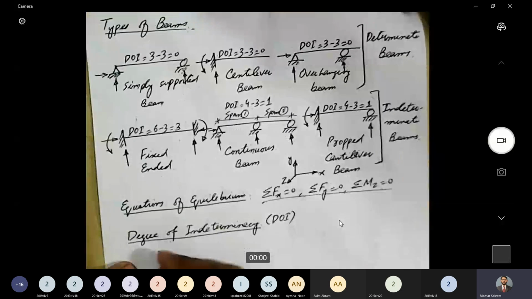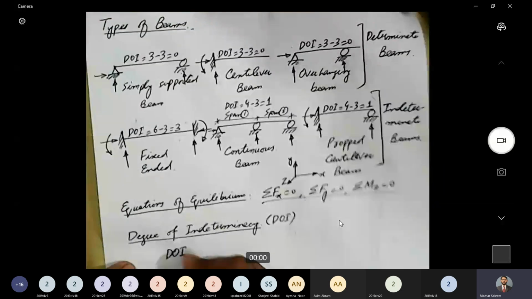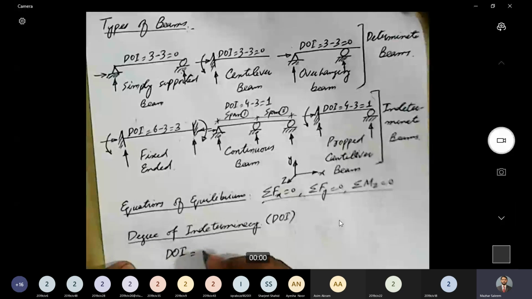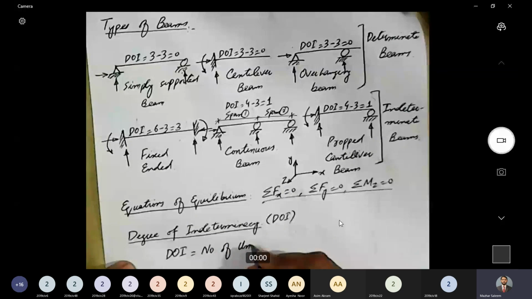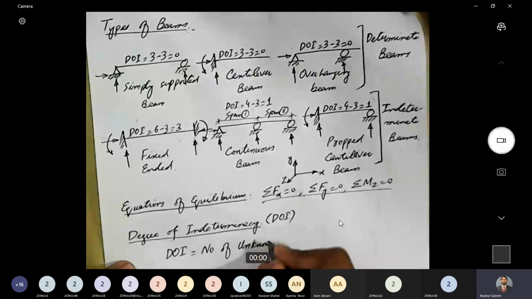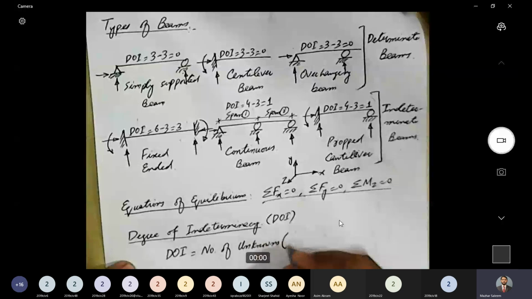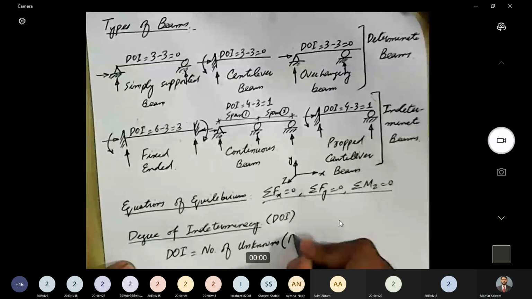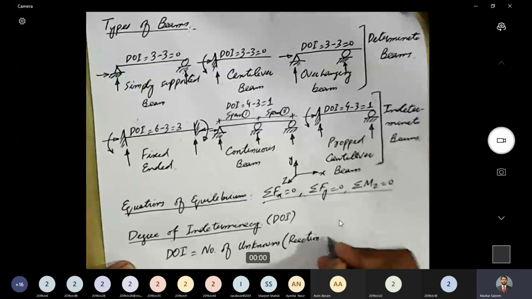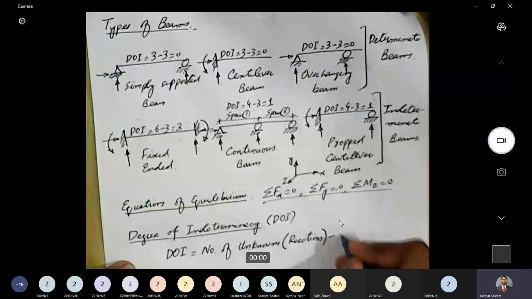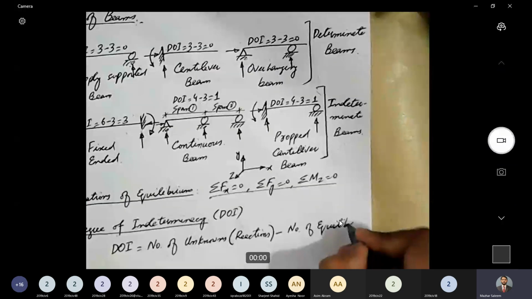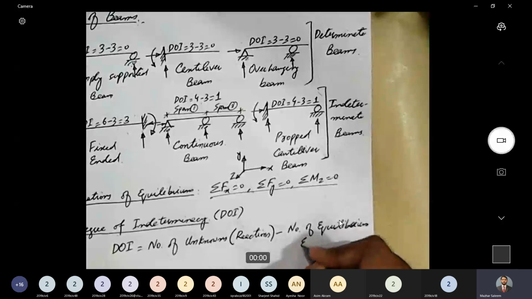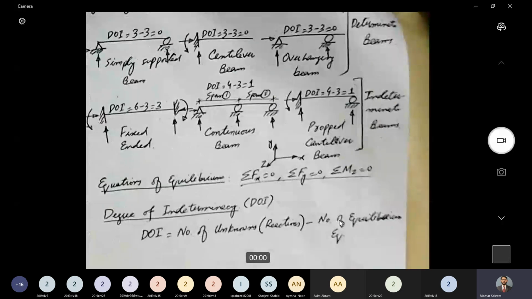So I can write down the formula for degree of indeterminacy here as well. Degree of indeterminacy is equal to number of unknowns, or in other words, reactions, minus number of equilibrium equations. Okay, everybody is clear about this?